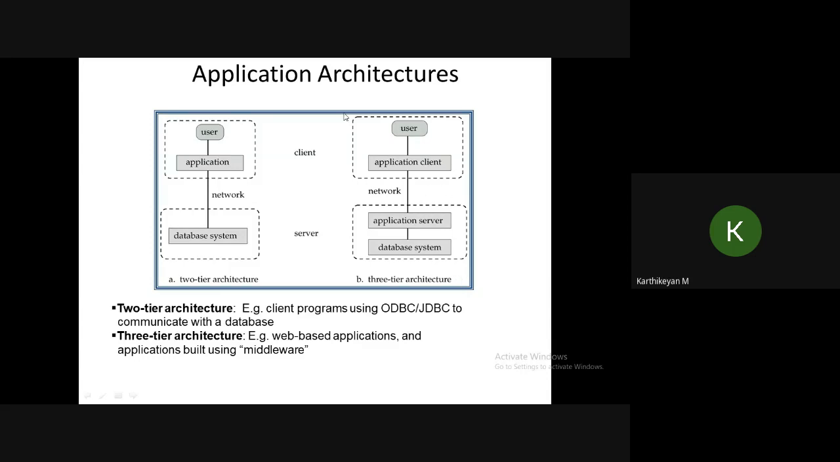So in three-tier, we'll have a user application client, and in your network we'll have your application server, so through the network they can communicate. An example of three-tier architecture is your web-based application. All web-based applications use three-tier. Right now we are using three-tier architecture for Google or any type of web-based services. Do you have any doubt in the architecture?